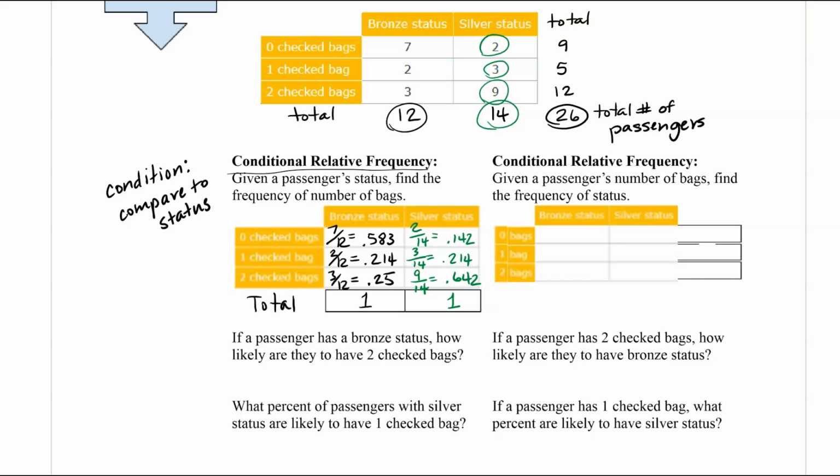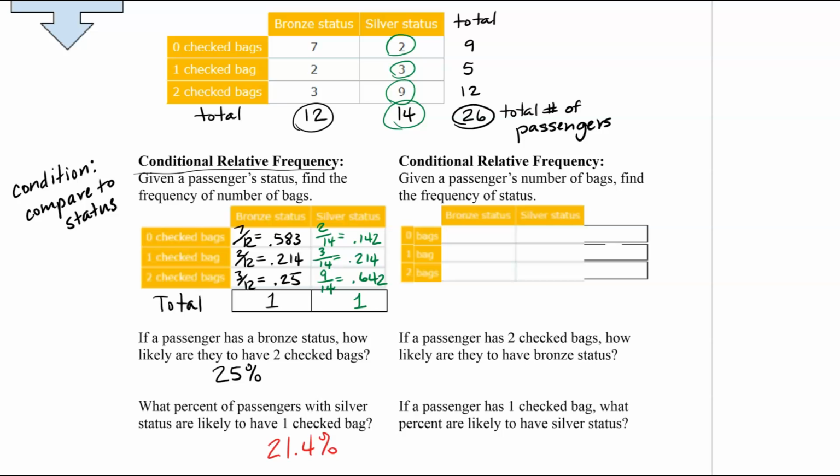If a passenger has a bronze status, how likely are they to have 2 checked bags? So we're looking under the bronze status and 2 checked bags, and that would put us right here at a 25% chance. What percent of passengers with silver status are likely to have 1 checked bag? So again, we're going to look in the silver column, and we want to go to 1 checked bag, and where those intersect right there is at 0.214, and as a percent, that's going to be 21.4%.